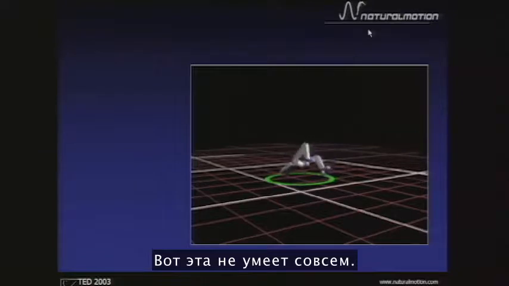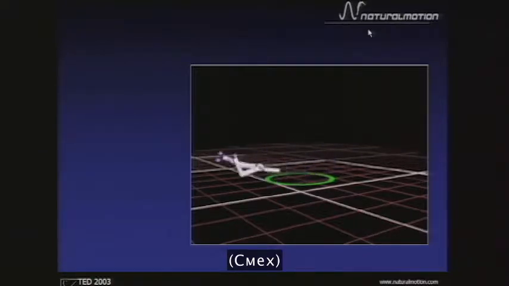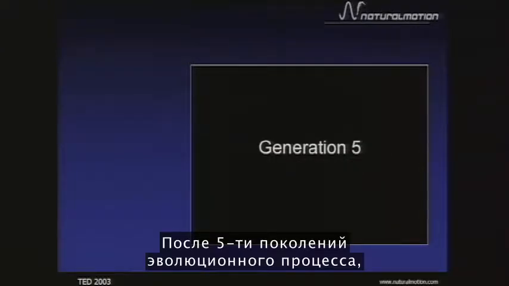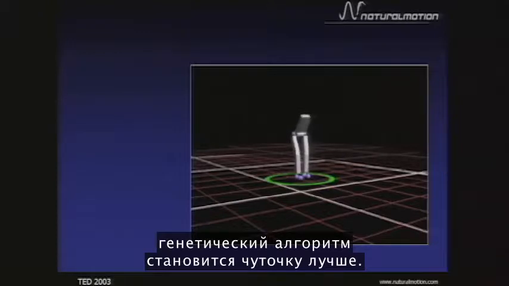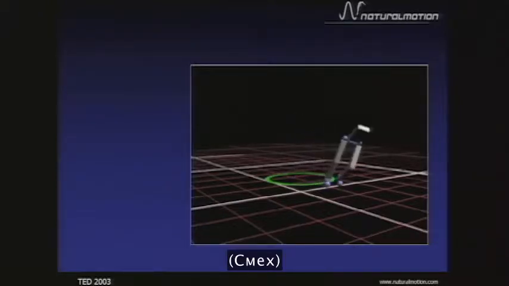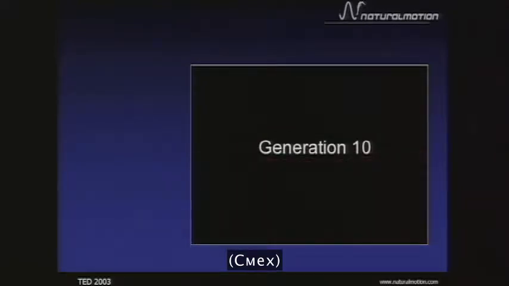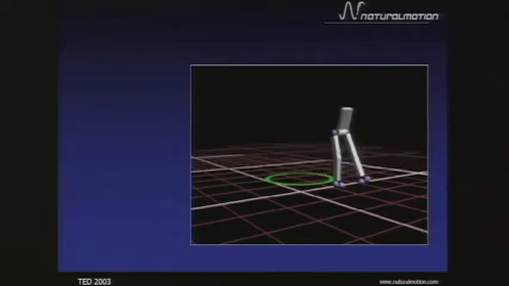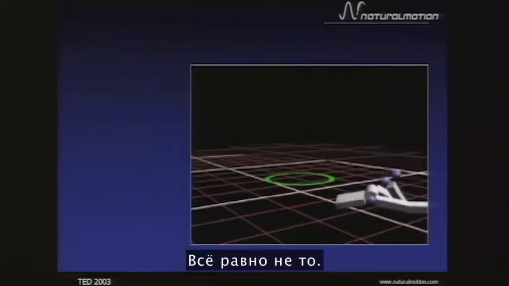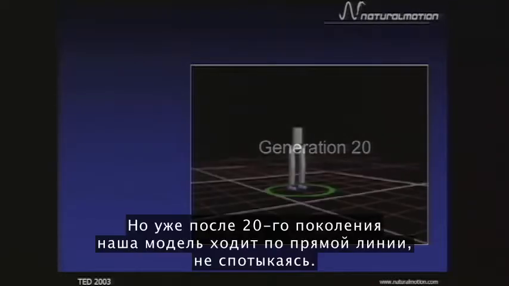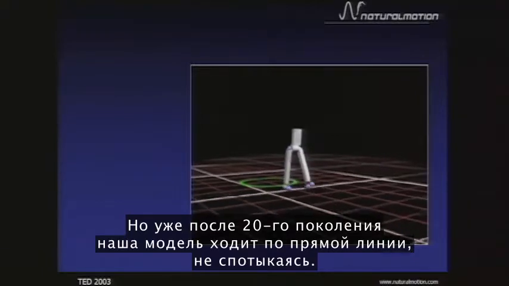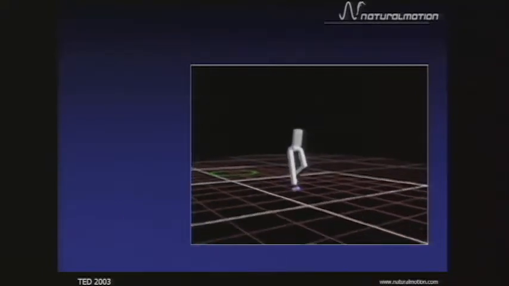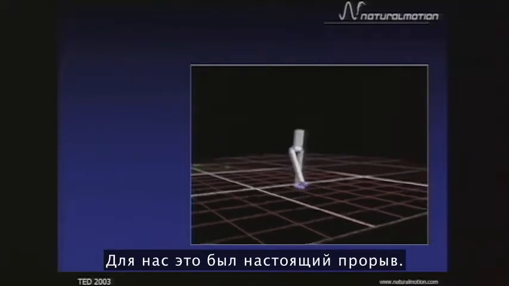So this is the one that can't walk at all. Now, after 5 generations of applying an evolutionary process, a genetic algorithm, it's getting a tiny bit better. Generation 10, and it'll take a few steps more. Still not quite there. But now after generation 20, it actually walks in a straight line without falling over. That was the real breakthrough for us.